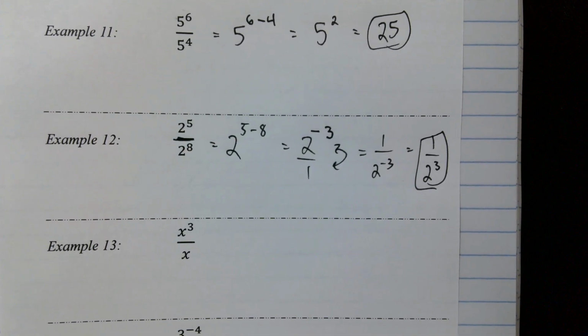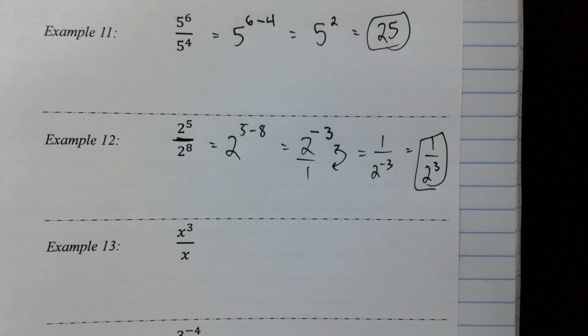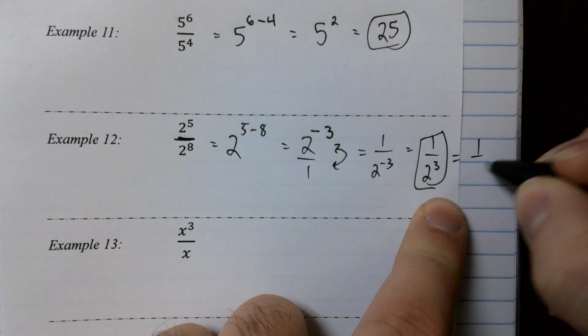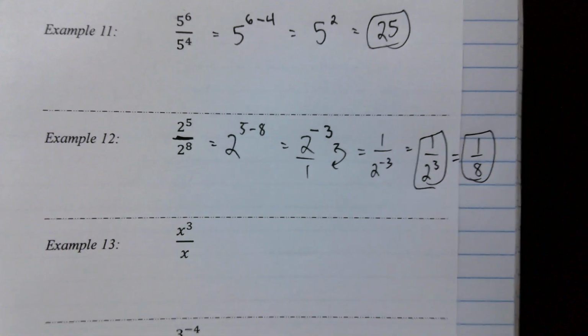What is 2 to the third power? 2 times 2 times 2. What does that give me? 8. So my answer is 1/8.